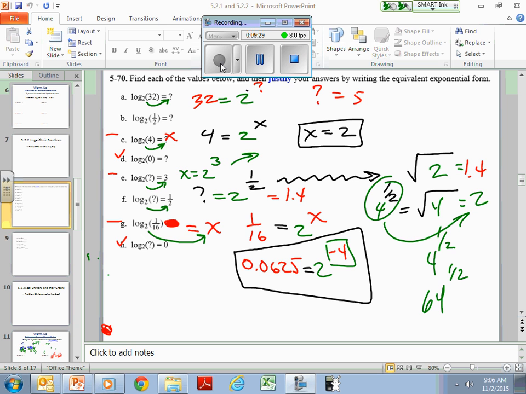It's a big party. 8 equals 2 to the 3rd power.